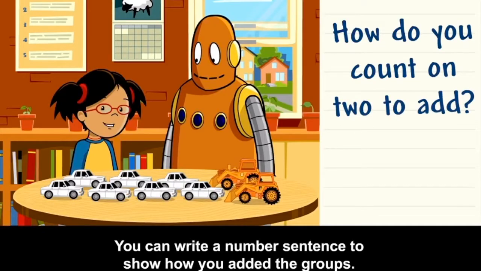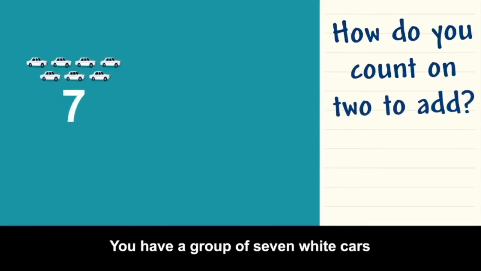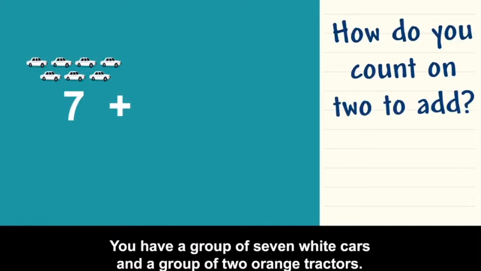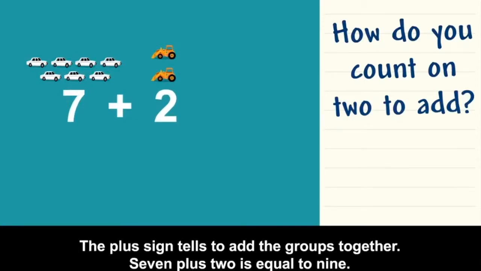You can write a number sentence to show how you added the groups. You have a group of 7 white cars and a group of 2 orange tractors. The plus sign tells to add the groups together. 7 plus 2 is equal to 9.